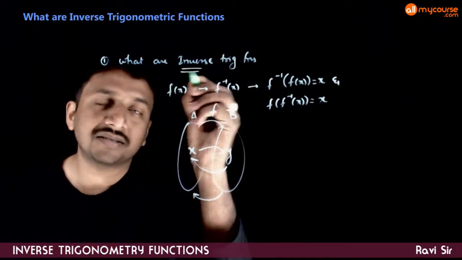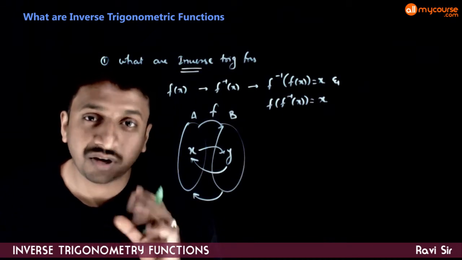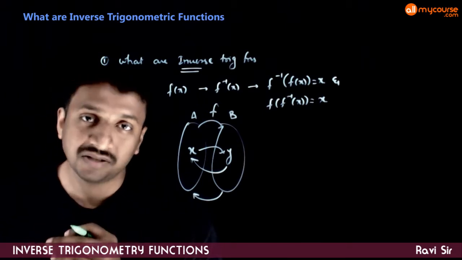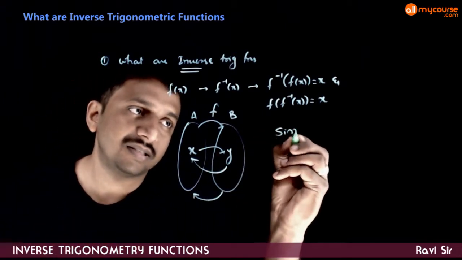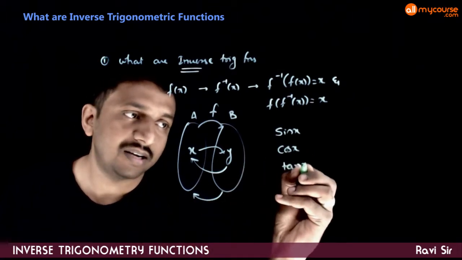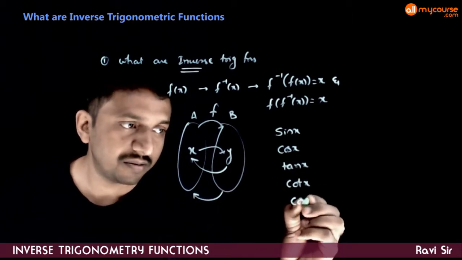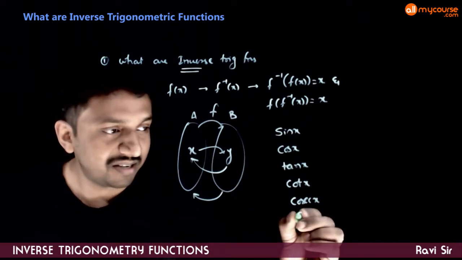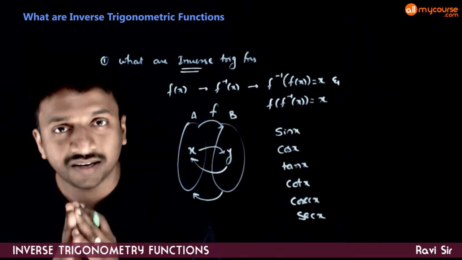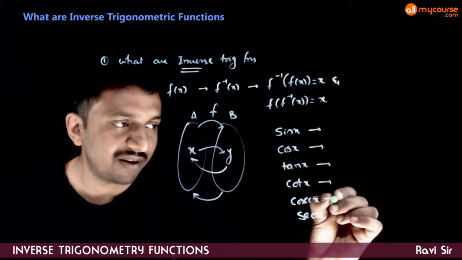As the name suggests, inverse trigonometric functions are inverses of trigonometric functions. We know that we have 6 trigonometric functions: sin x, cos x, tan x, cot x, cosecant x, and secant x. So what we are going to learn are the inverses of these functions.